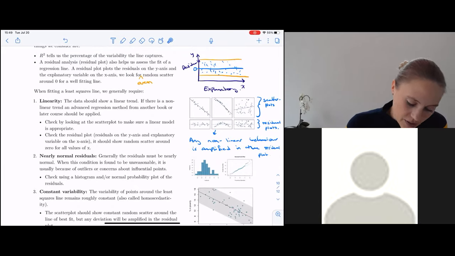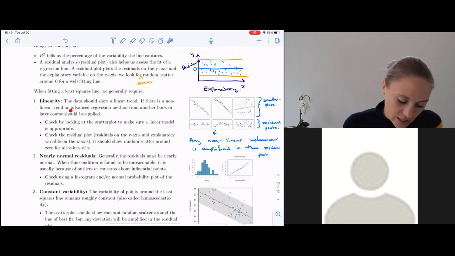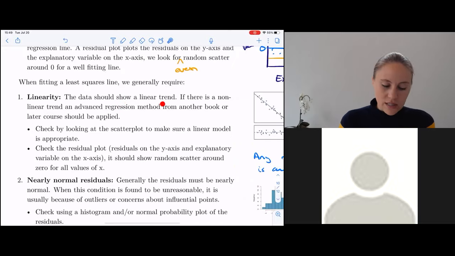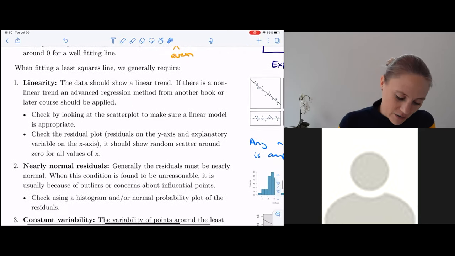Okay. So there are a couple of things that we require. First of all, we need the data to be linear, right? To fit a straight line to it, that's fine. So the data should show a linear trend. If you have a nonlinear trend, that's okay. You're just going to need to study some more methods, right? This is kind of the basic, it works in many situations. It's going to get you off the ground, right? But you could have nonlinear situations and just know that you can handle those. You're just going to have to maybe take another course or read another textbook. What? No way. I know.